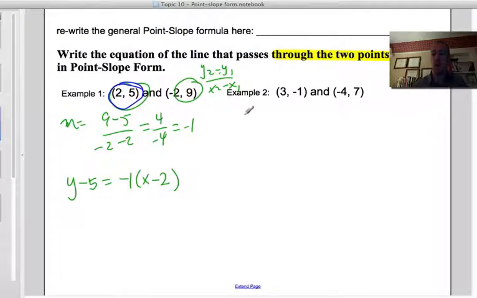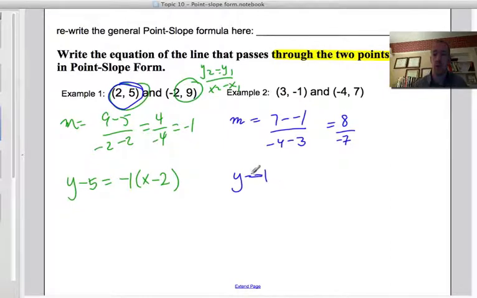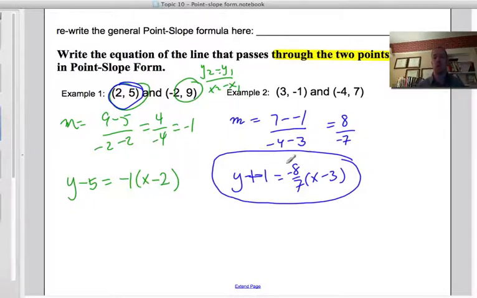So now we're going to try this one. 7 minus 3, no. Seven minus 1 over -4 minus 3 is 8 over -7. So we have y minus -1, so it's going to be like a +1, equals -8/7 times x minus 3. Alright, so remember this equation for the next slide. So that's using point-slope form.